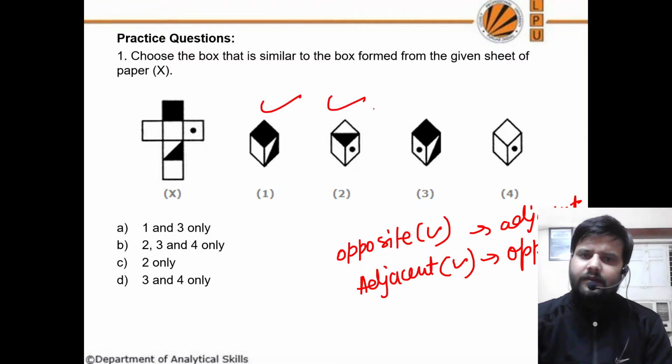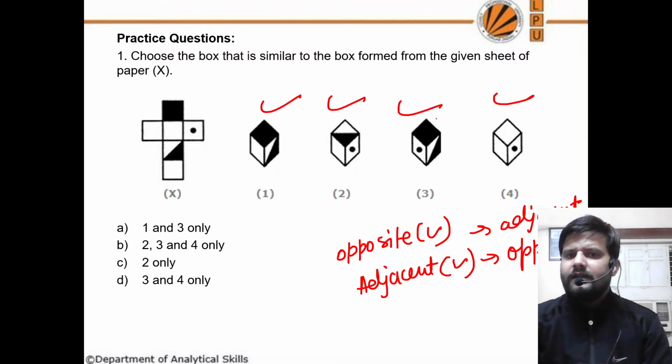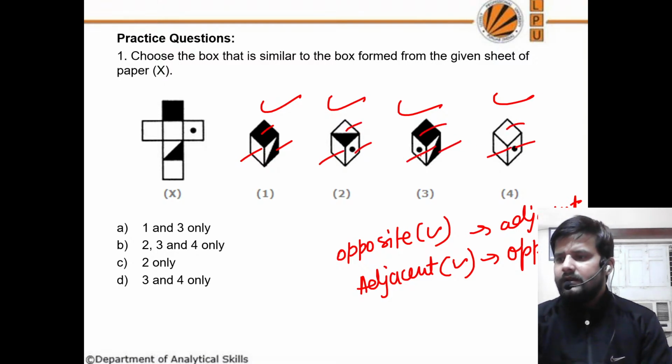And when I give you pictures like this, the faces shown are always adjacent to each other. These are all 1, 2, 3. These are adjacent. 1, 2, 3 adjacent. 2, 3 adjacent. An opposite pair will not be visible together in any kind of image.